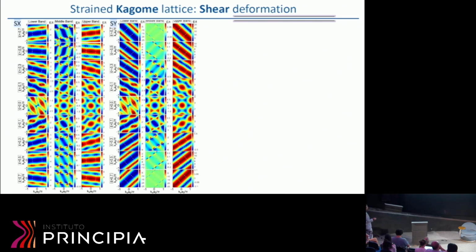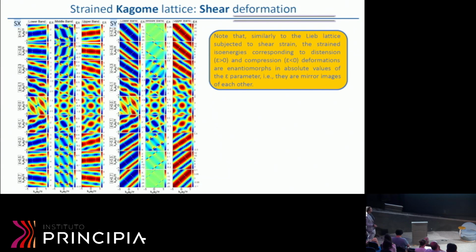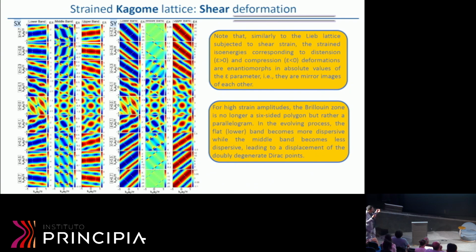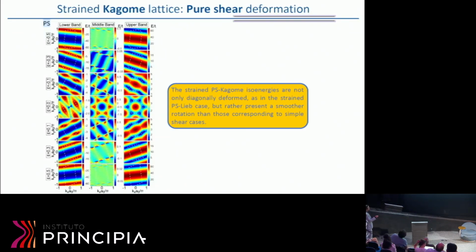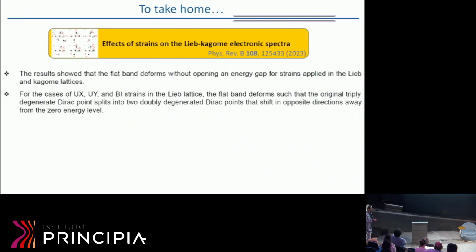For the shear strain, they are mirror images for positive and negative deformation. There are a bunch of details that I could discuss, but my time does not allow me to do that. And the same for pure shear, it's just a combination. But I have to emphasize that during the morphing, it's really strange how the first Brillouin zone moves from a hexagon to something like a parallelogram.